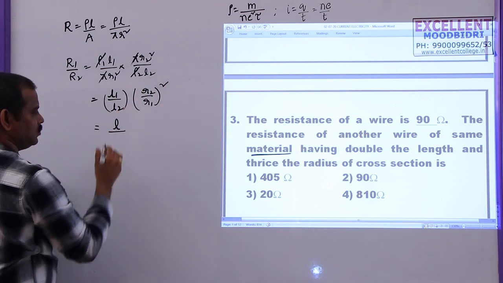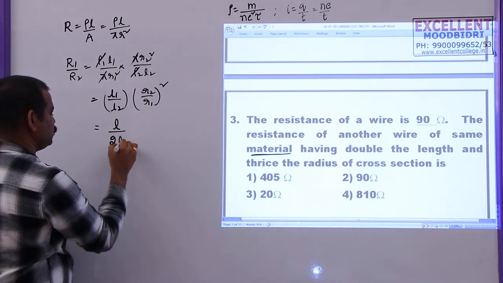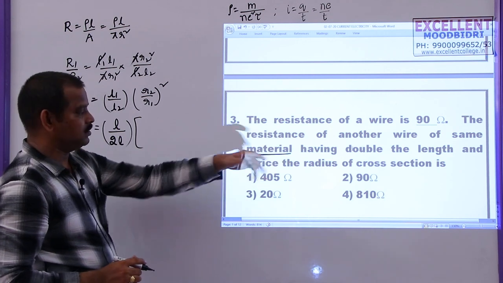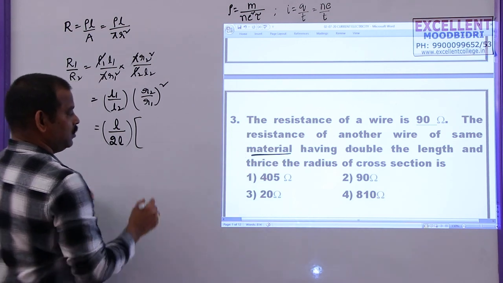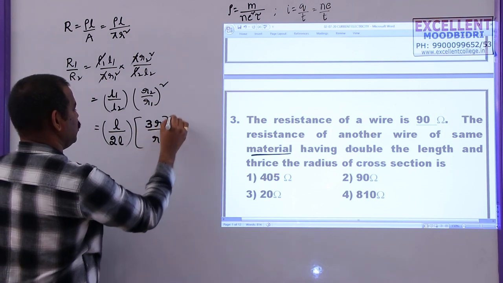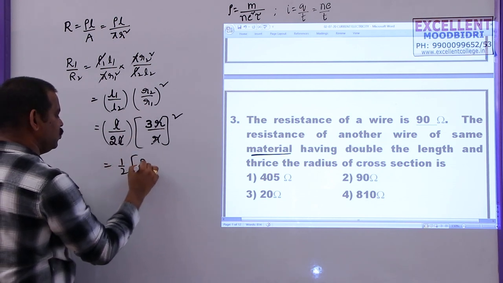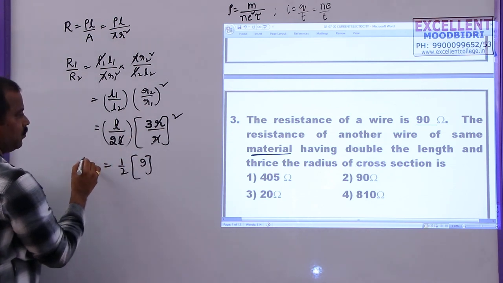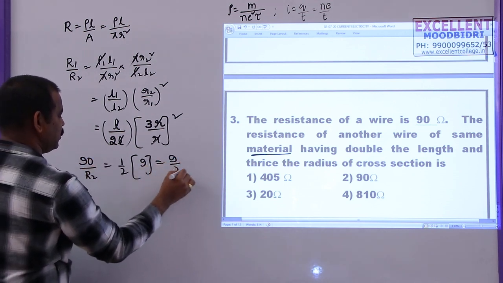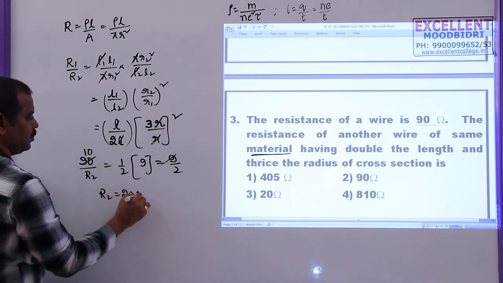The initial length is L, which is not given, but the second wire has double the length of the first one, so this is 2L. And the radius is thrice the radius of this one, so this is 3R by R whole square. The L gets cancelled, R gets cancelled. This will become 1 by 2 into 9. So R1 is given as 90 ohms by R2, this is 9 by 2. 9 ones are 9 and 9 tens are 90. So R2 will be 20 ohms.